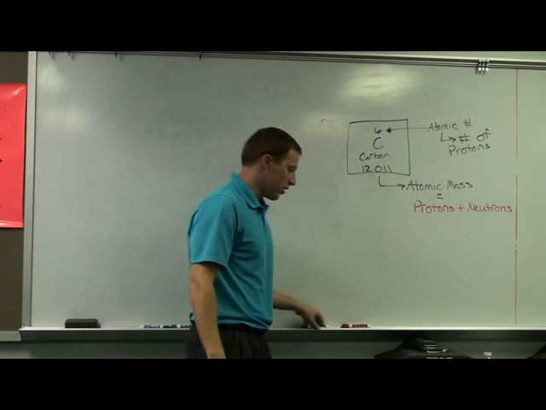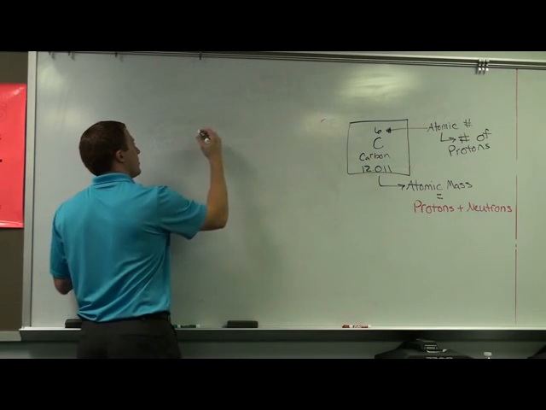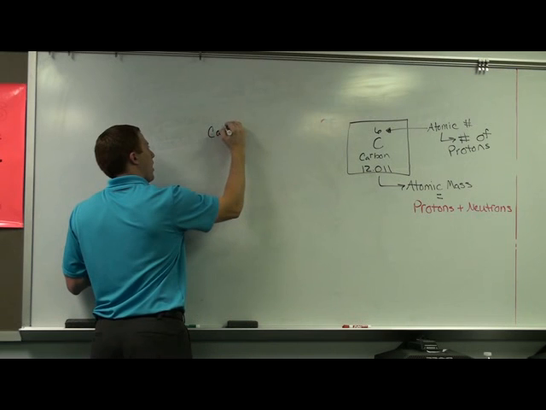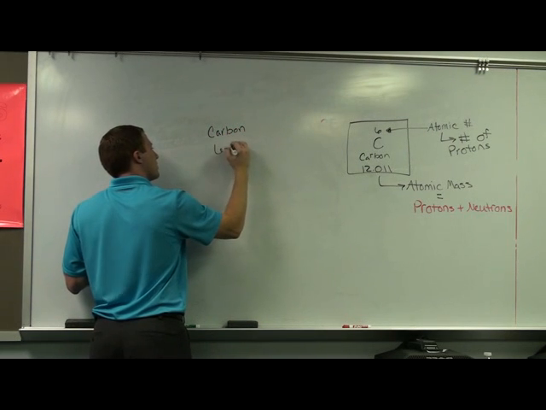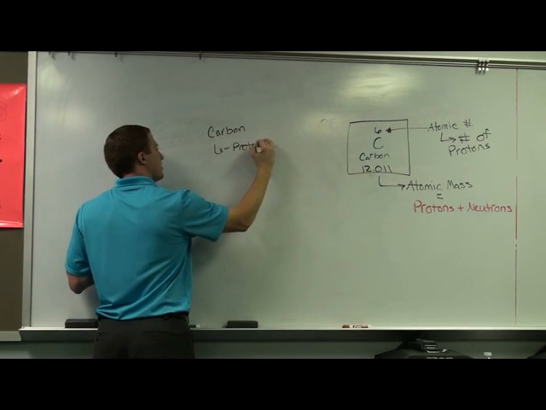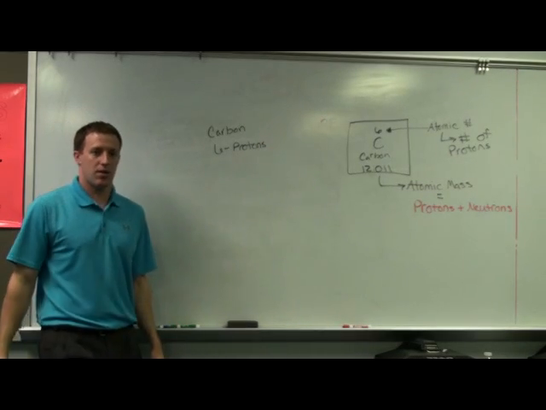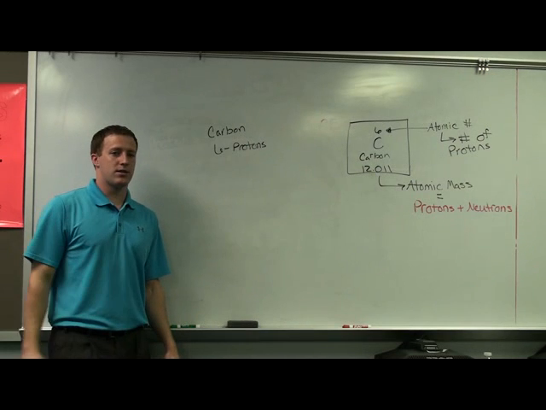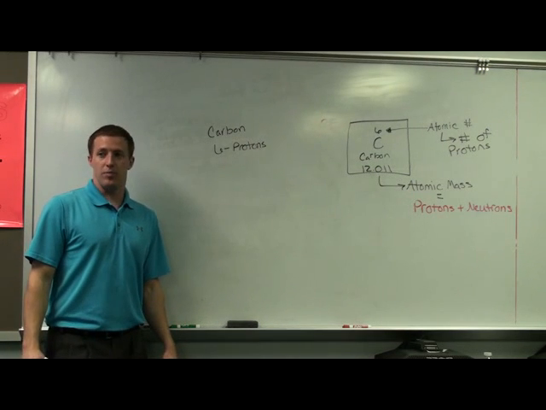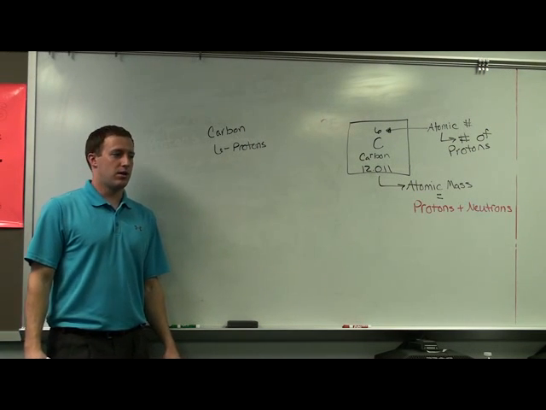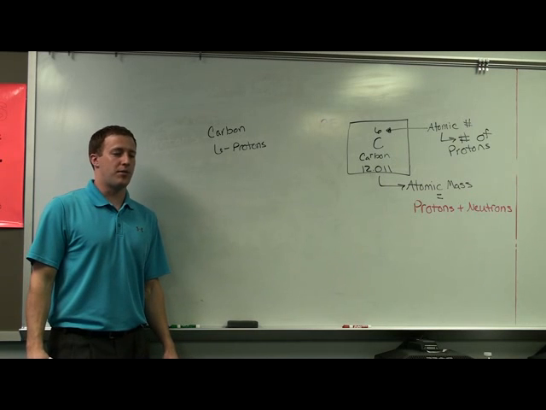Okay? So how many protons does carbon have? Carbon, good, has 6 protons. Could carbon ever have 7 protons? No, because if it has 7 protons, it would be nitrogen, right? You see that on your periodic table. If it has 7 protons, it's got to be nitrogen.